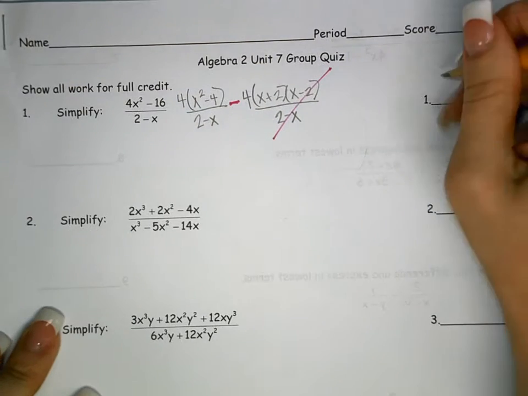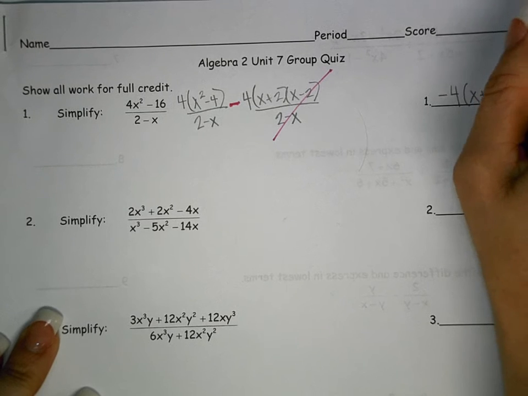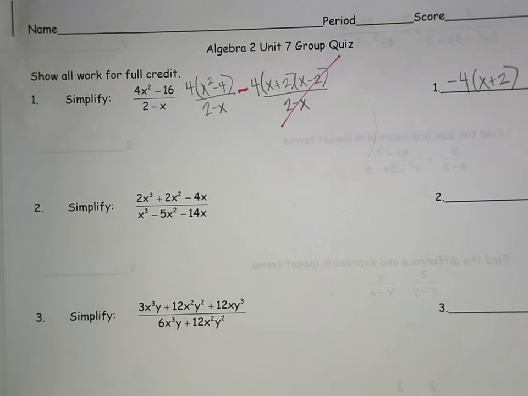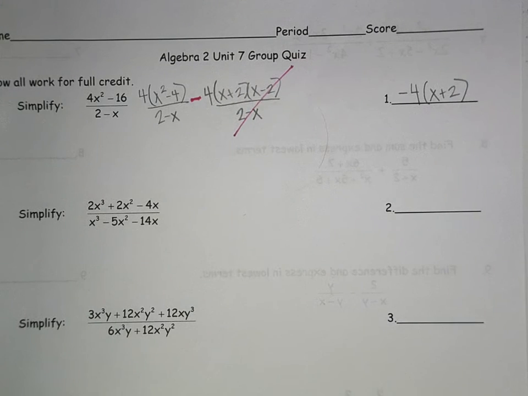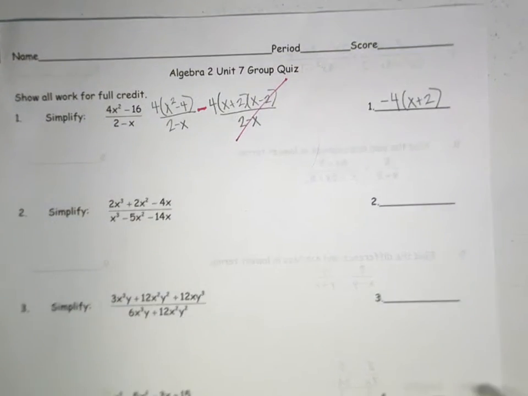So your actual answer is negative 4 times x plus 2. You do not have to multiply through. You do not have to multiply that through. You can, but we can leave answers in factored form. So you don't have to do that extra work.